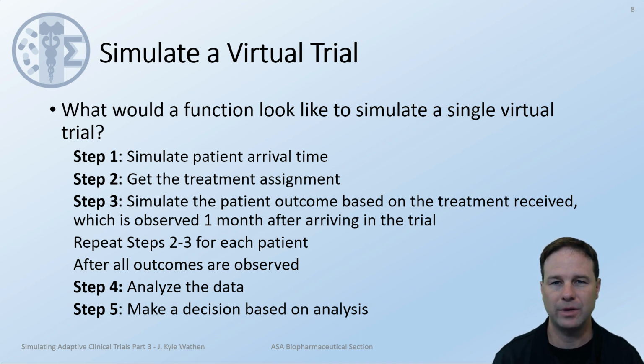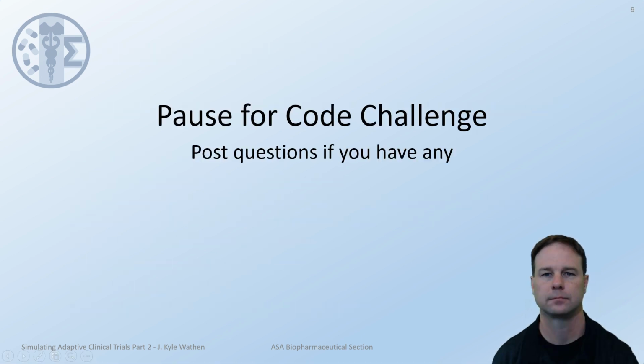The third step is we'd need to simulate their outcome based on the treatment that they received. We would then need to repeat steps 2 and 3 for all of the patients in the study. If we were actually doing interim analysis frequently, during that repetitive process of steps 2 and 3, we'd also need to run an analysis. But for this example, we won't do that. You would then need to analyze the data and then finally make a decision about the trial based on the results that you have simulated and accrued.